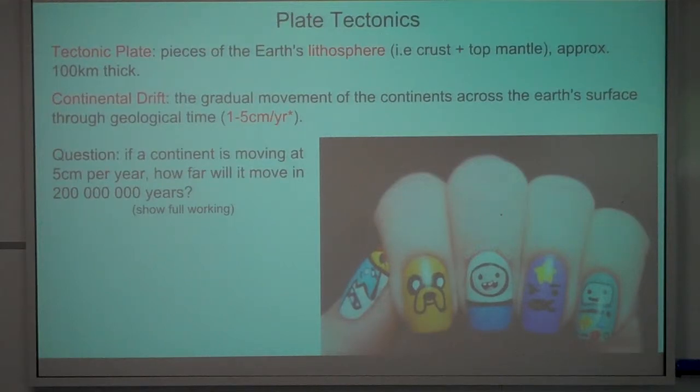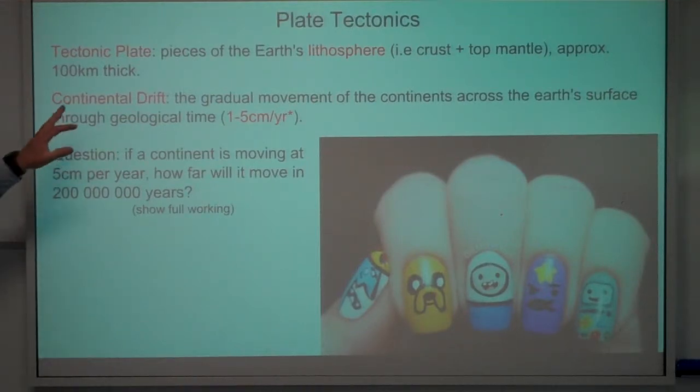Okay, so what is a tectonic plate? Listen up, pieces of the Earth's lithosphere, which is crust and mantle together, that are approximately 100 kilometres thick. There's differences though, okay, between an ocean plate and a land plate.